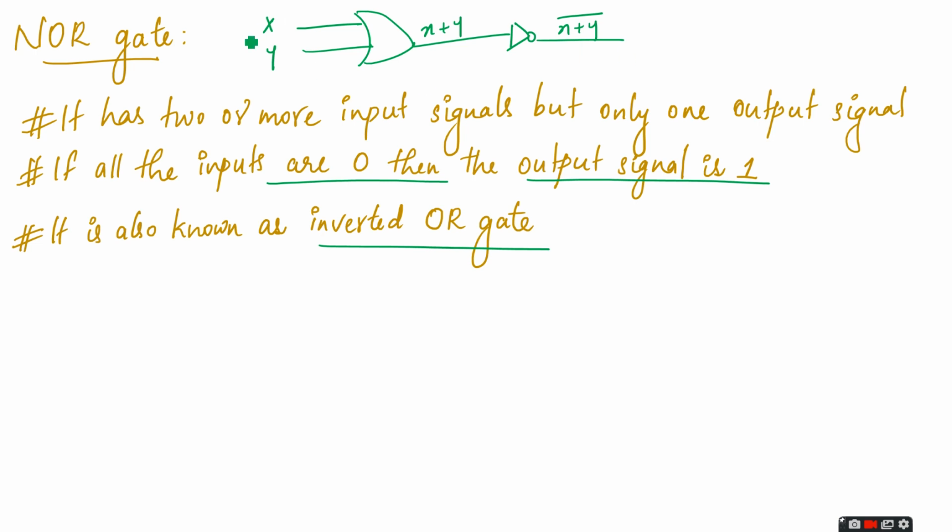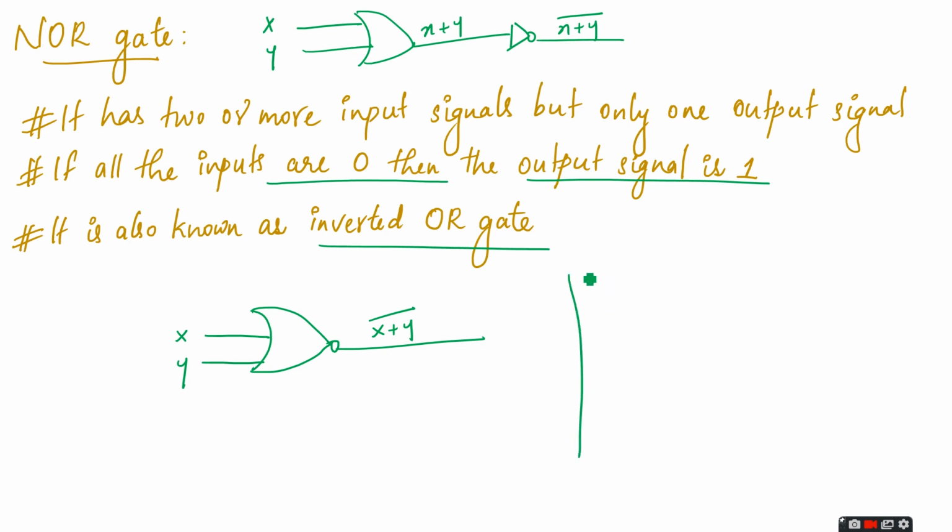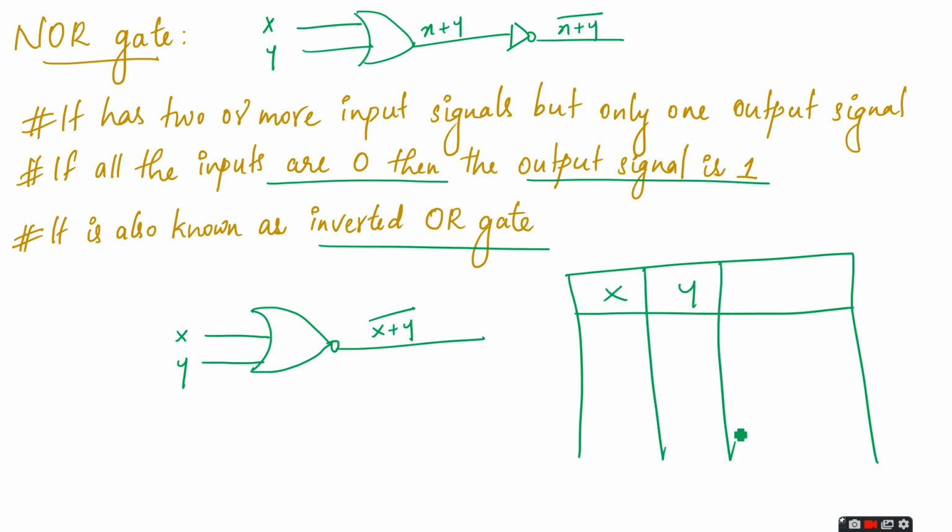This is the function of NOR gate. The symbol of NOR gate is, first we write the OR gate, after that we put a circle. Now we are passing X, Y to the NOR gate. Then we will get X plus Y whole complement. Now we can draw the truth table. So we'll write X, Y, then X plus Y complement.